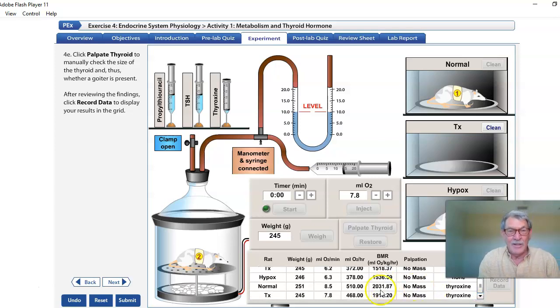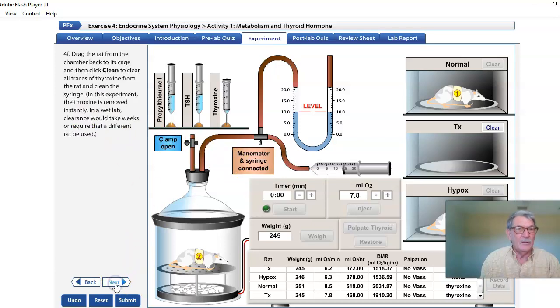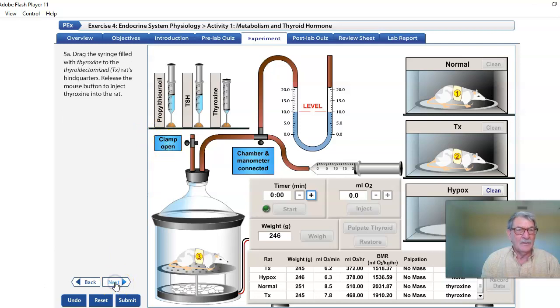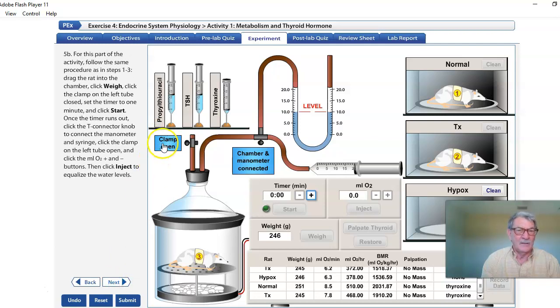Okay, so there's our 1910. So there's that rat. Okay, so here we go. Drag the rat back. Clean his system. Give this rat a shot. Ratatouille. Drag him over here. Weigh him. Close that clamp. Start.